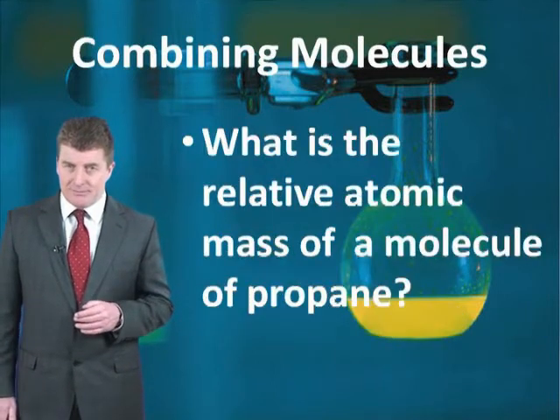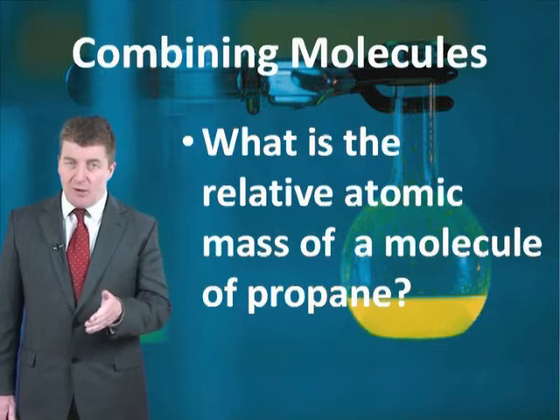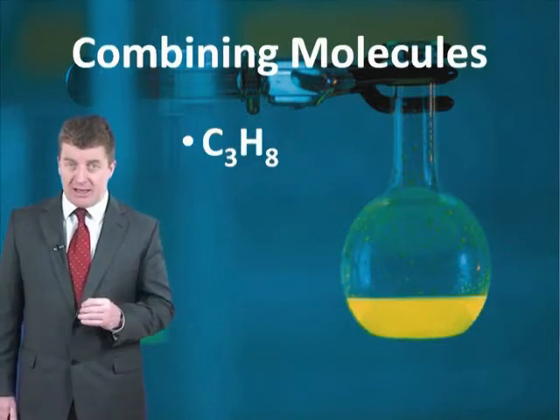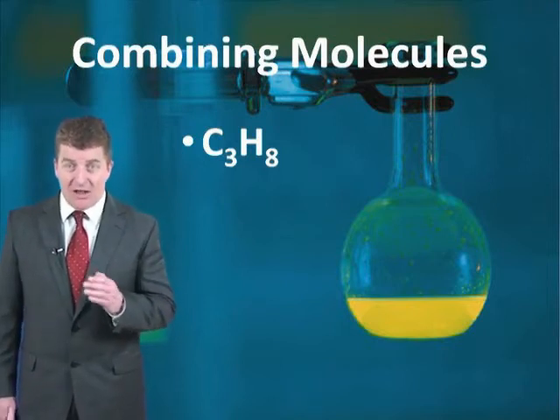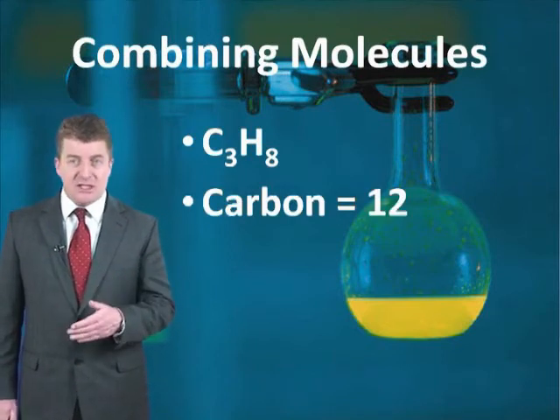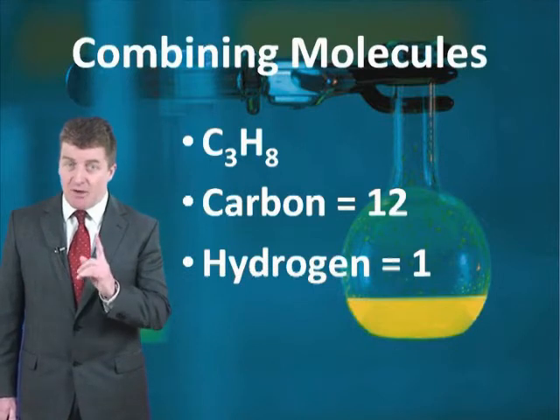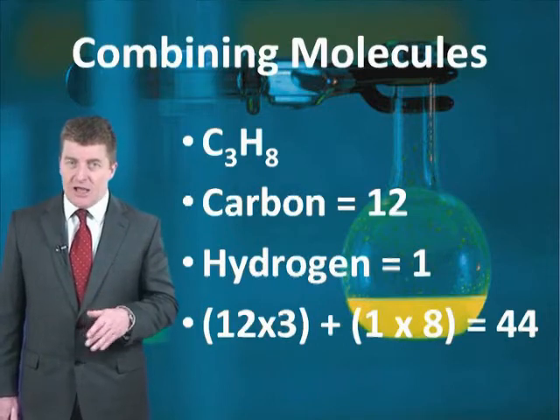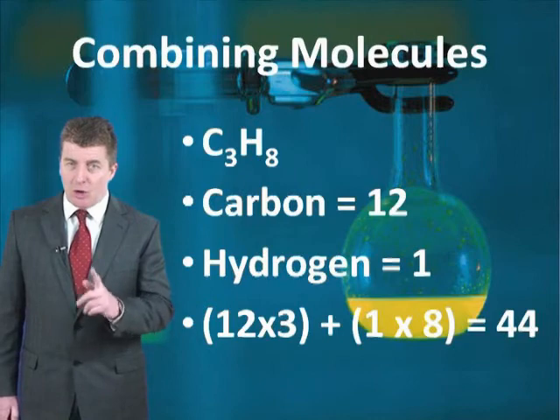Let's do another example. What is the relative molecular mass of a molecule of propane? Well, the formula is C3H8. So one molecule of propane contains 3 atoms of carbon and 8 atoms of hydrogen. What is the atomic mass of carbon? Well, it's 12. What's the atomic mass of hydrogen? Well, it's 1. So the molecular mass of propane is 12 times 3 plus 1 times 8, which is 44. So 44 grams of propane contain 1 mole of propane.